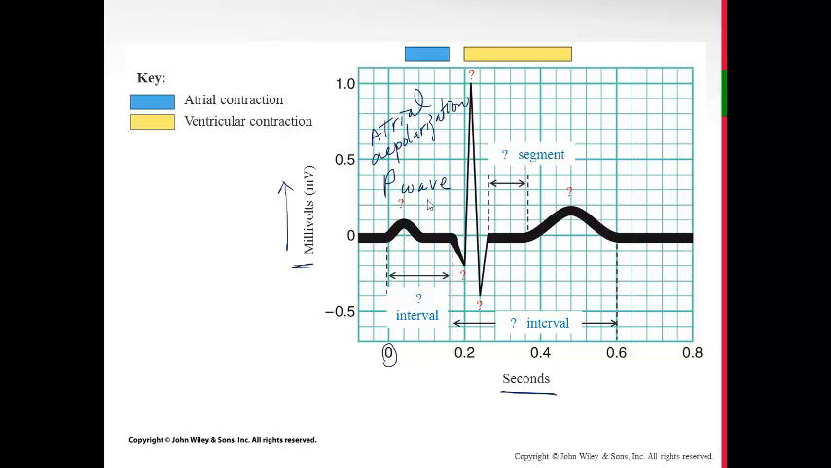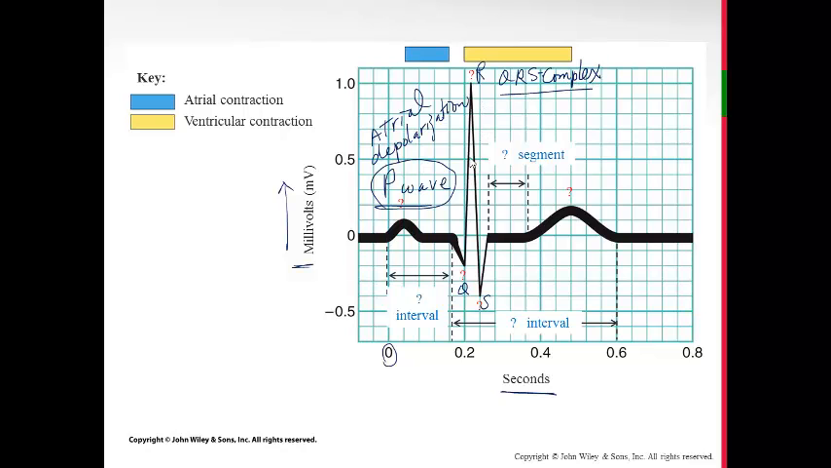Now this is the P wave, and you will see several different peaks. This bottom one is your Q, the top is R, this is your S. So we call this the QRS complex.